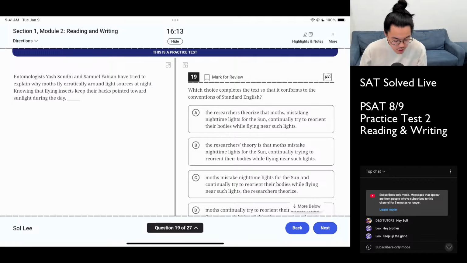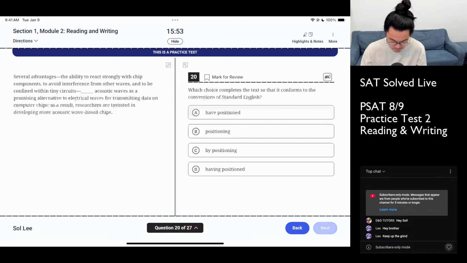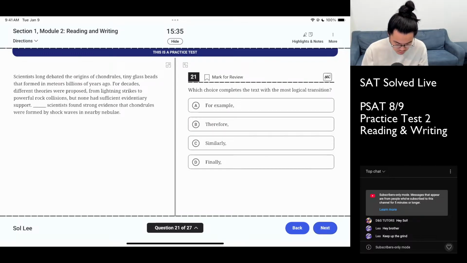Okay? Entomologists have tried to explain why moths fly erratically, the researchers, knowing. Okay. Several advantages have positioned acoustic waves as a promising alternative to electrical waves for transmitting data on computer chips. Okay, yeah, that's a main clause. Yep, it's the only verb. 21.